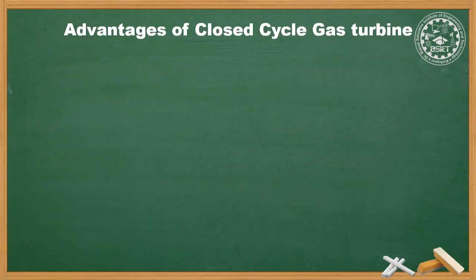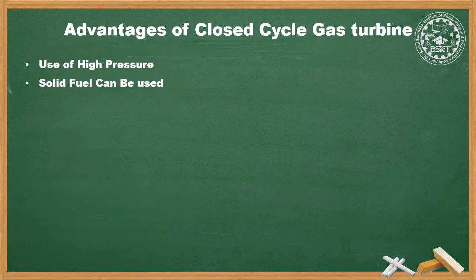The next topic is the advantages of the closed cycle gas turbine over the open cycle gas turbine. Use of higher pressure through the cycle results in a reduced size of the plant for a given output. Second, solid fuel can be used more economically, as indirect heating is used in the closed cycle.